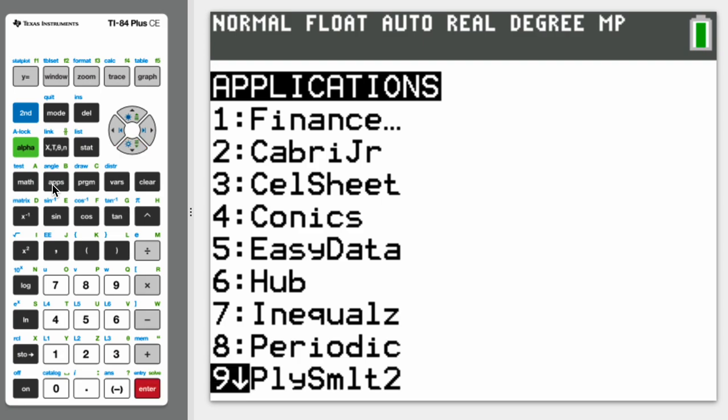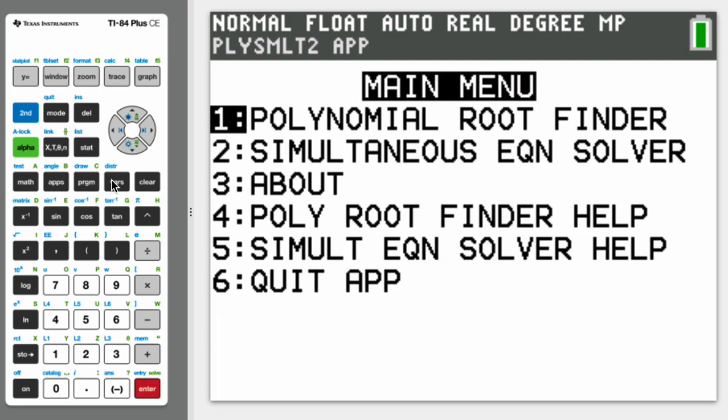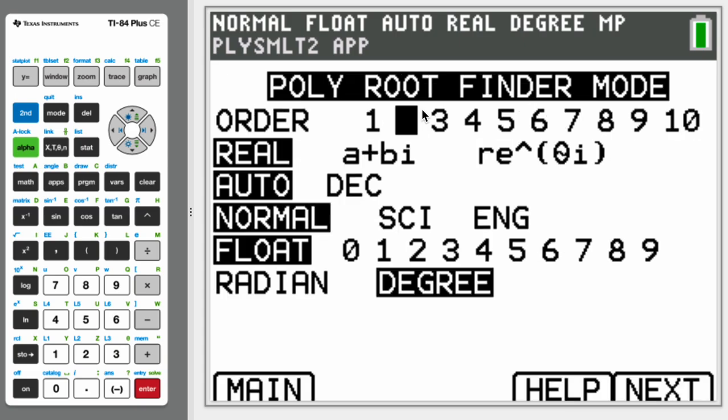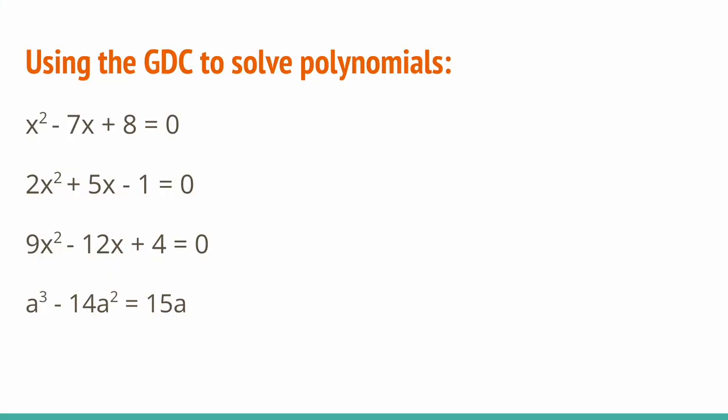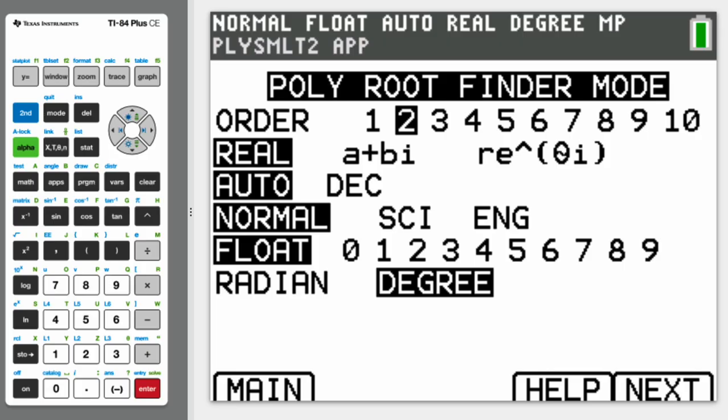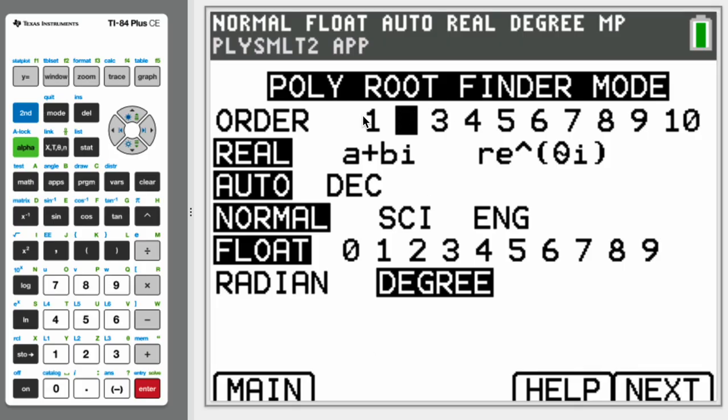2. And then I'm going to go to the polynomial root finder. And the order means the power that you're looking at. So for example, for this first question, the highest power of x is 2. So therefore it's order 2. Make sure you have your calculator set to real, auto, normal, float, and degree.